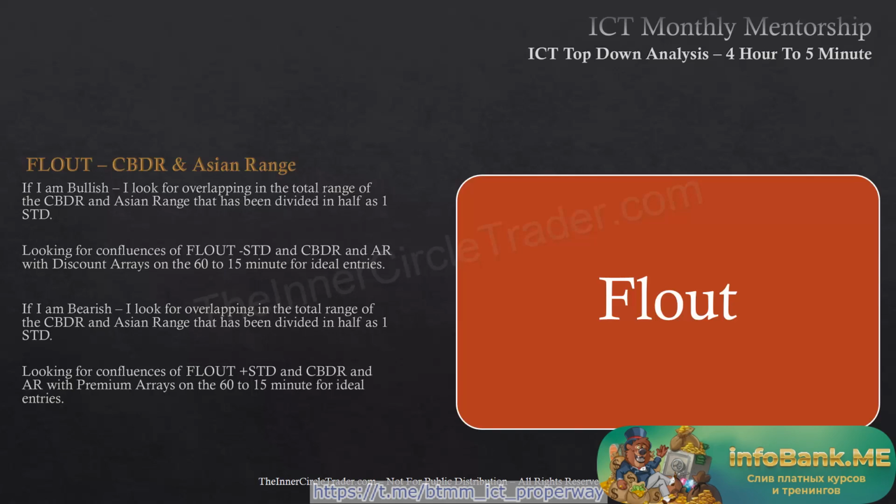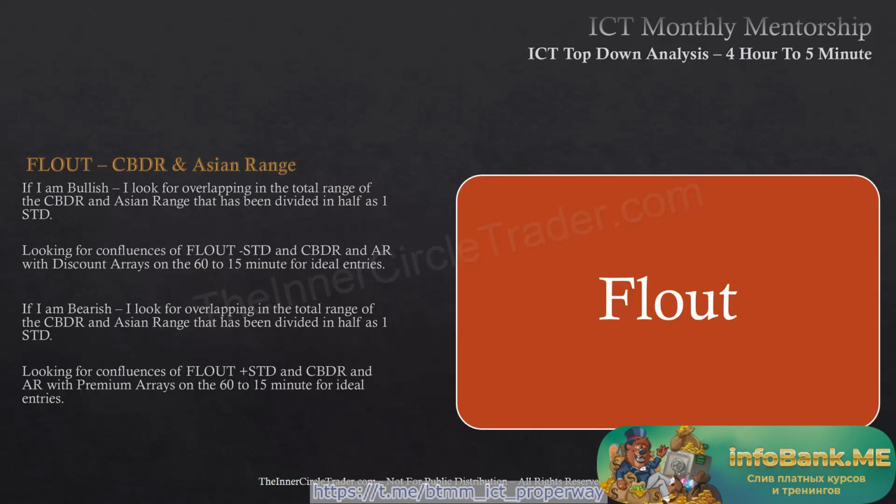But if I am bullish, I look for overlapping in the total range of the central bank dealers range and Asian range that has been divided in half, and this makes one standard deviation. So in other words, if the range that starts at central bank dealers range opening all the way to Asian range close at midnight, New York time, whatever the highest high and whatever the lowest low is, say that is 40 pips. Half of that range is 20. 20 pips is the standard deviation for flout.